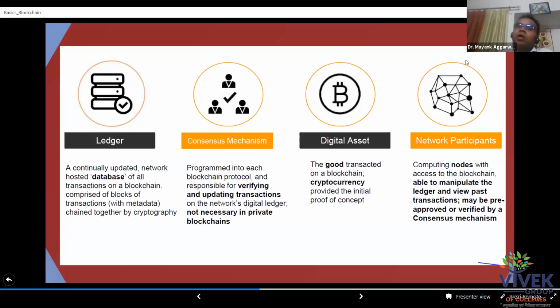For example, when we talk about Indian rupees, that is our currency. In blockchain, we require a certain type of cryptocurrency to authenticate our transactions, so we call it a digital asset. Network participant: suppose we all are joining in that blockchain, so we all are participants of that blockchain. So these are the 4 main components of the blockchain, which make a complete blockchain.